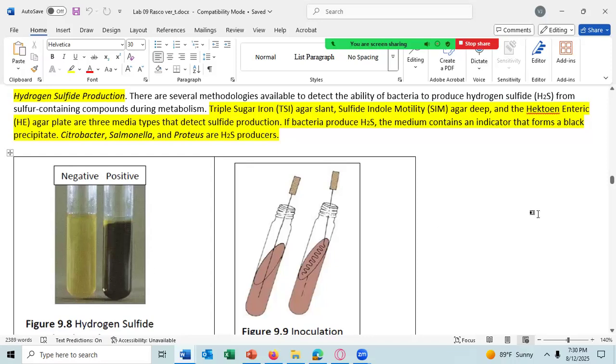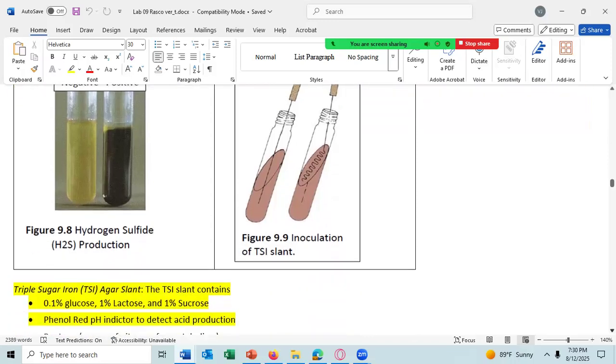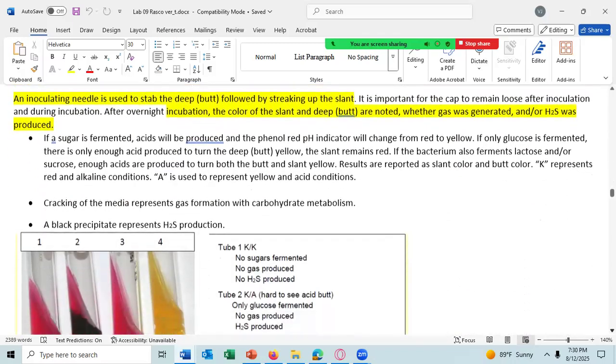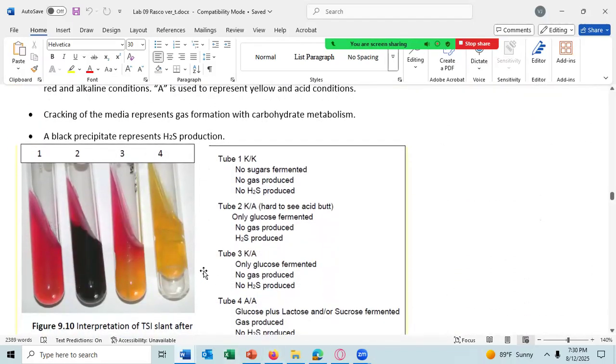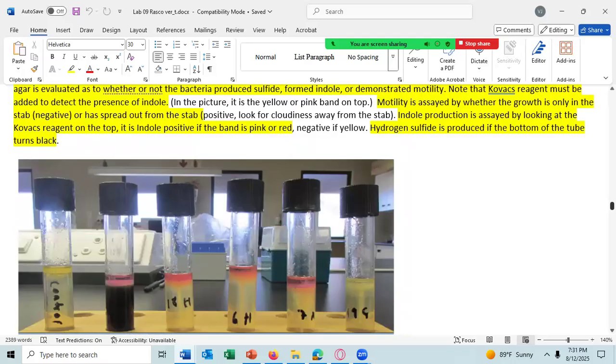You can also test it with the triple sugar iron test. Let me just go down to the picture here. So this one is black. So we know that hydrogen sulfide was being made in this tube. And once again, we notice the black is in anaerobic conditions. The aerobic condition is not black. Any question about that? And then let's go on.